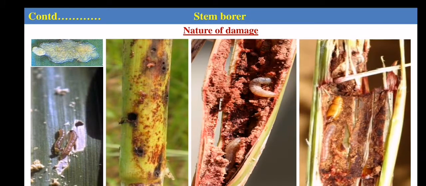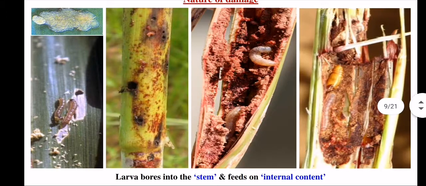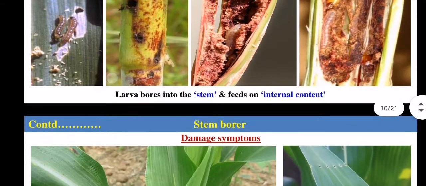If we talk about the nature of damage, how can you observe whether this is the stem borer or another insect? These pictures clearly show the different damage symptoms. If you find these types of damage symptoms on your crop, then you can easily detect that this is the stem borer. The larval stage of this insect pest bores into the main stem and feeds on the internal content of the plant. So these are the damage symptoms.